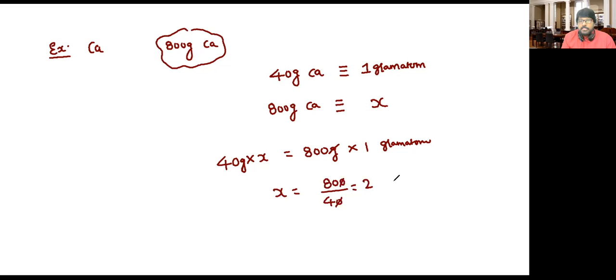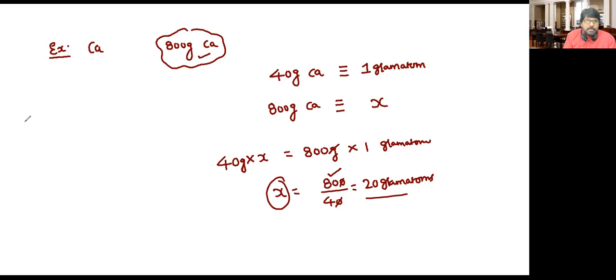Like this, we have to find. So we got a formula. Every time we cannot take like this. Conceptually you can do that, but if you know the definition. But what is X here? Number of gram atoms. What is the answer? 20. How did you get this? 800 was divided by 40. What is 800? Given weight. What is 40? Gram atomic weight.